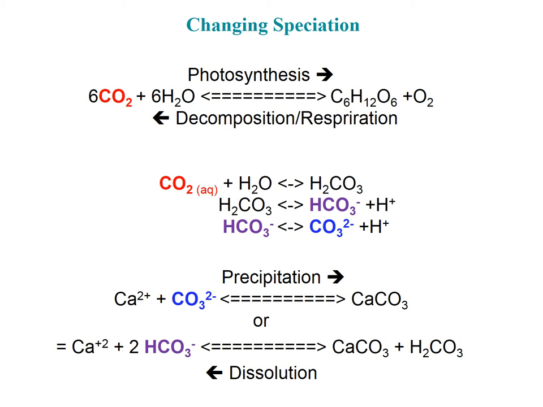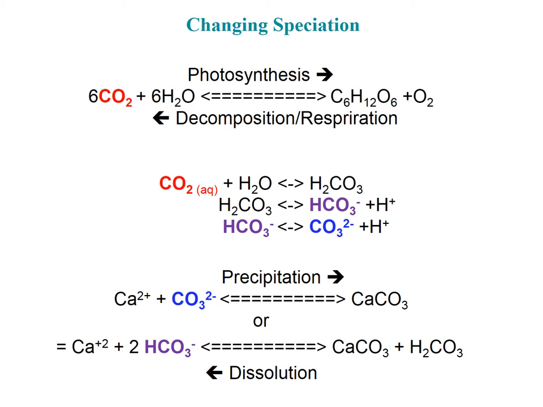So write them down. Basically, these reactions at the bottom, this is precipitation. This is us forming shells out of calcium carbonate. So we start out with some dissolved calcium and some dissolved carbonate in the ocean, and we grow a coral, or we form a bivalve shell. That takes calcium ions and carbonate ions and forms calcium carbonate.